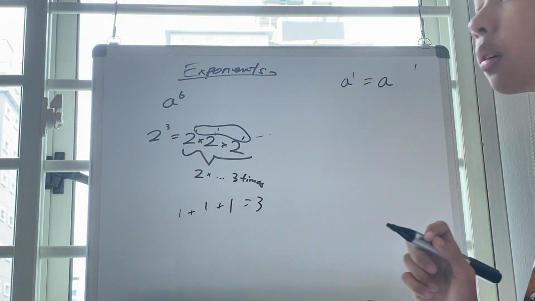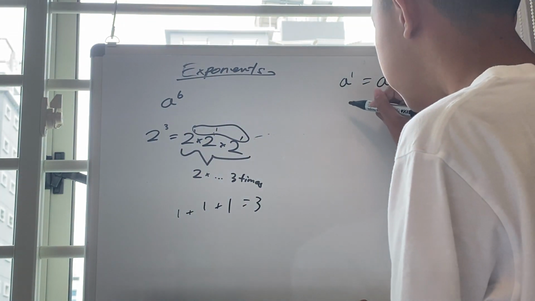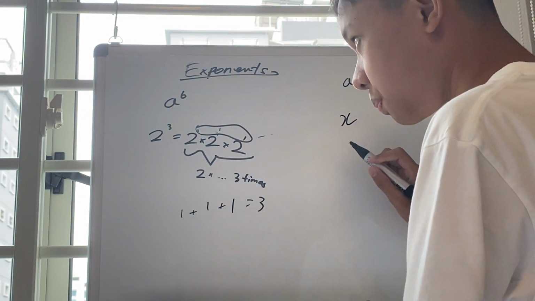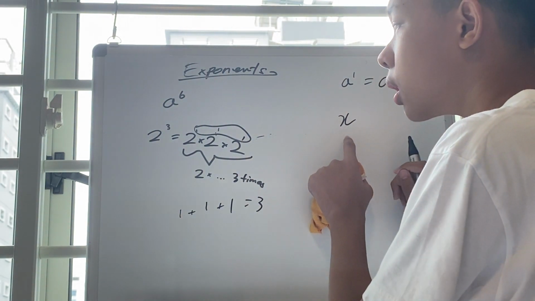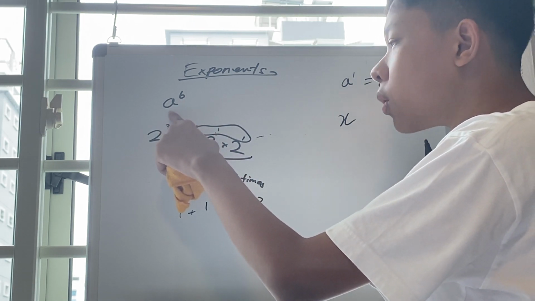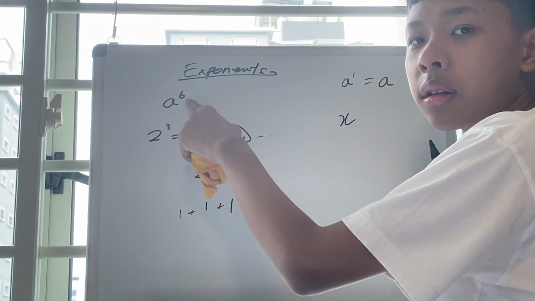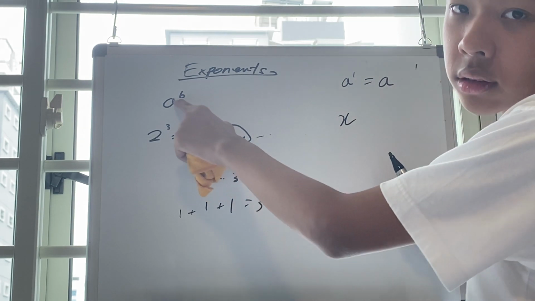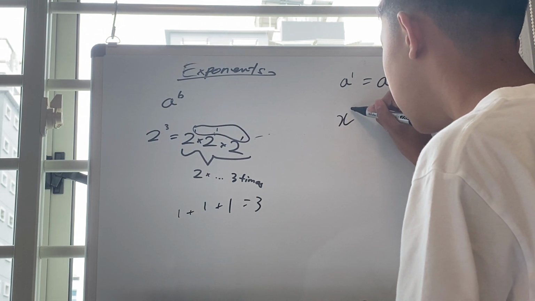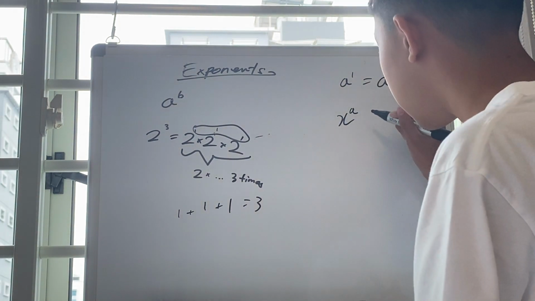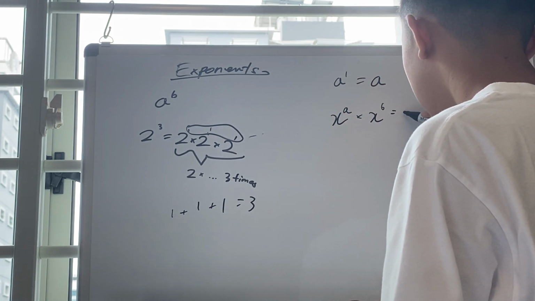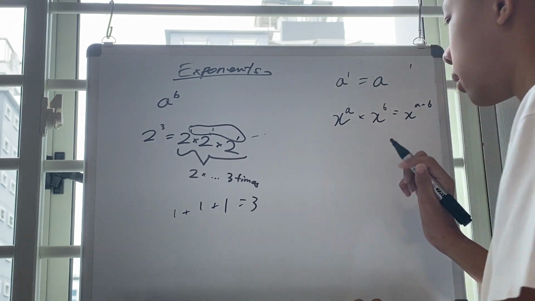So let's generalize this a bit. Let's say the base is x. By the way, the base is the number that you're exponentiating. Say a is the base over here, and b is the exponent, or the indices, or the index. So let's say x power a times x power b equals x power a plus b.